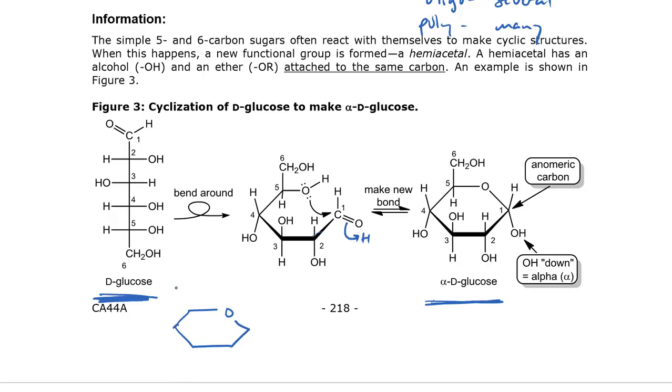And then, once you've learned to draw the straight chain, remember it's an aldehyde at the top. There's 4 chiral carbons, each has an OH, and then a CH2OH at the bottom. And the OHs go right, left, right, right. Right, left, right, right. So that's just a way to remember how to draw the structure of glucose.